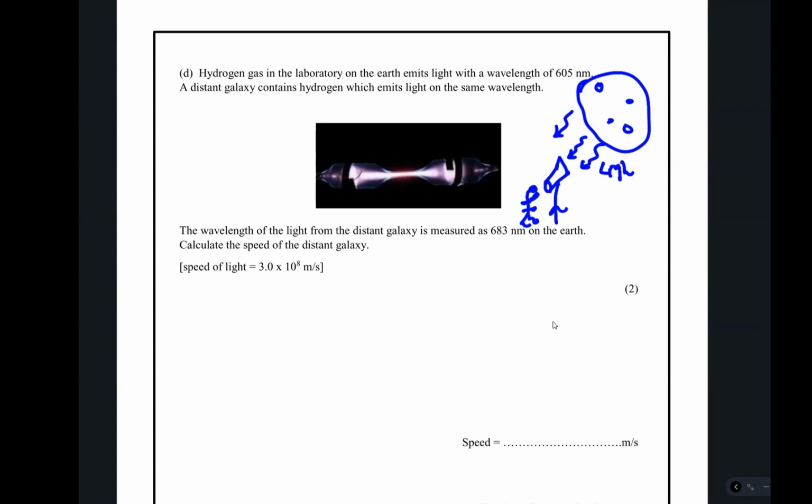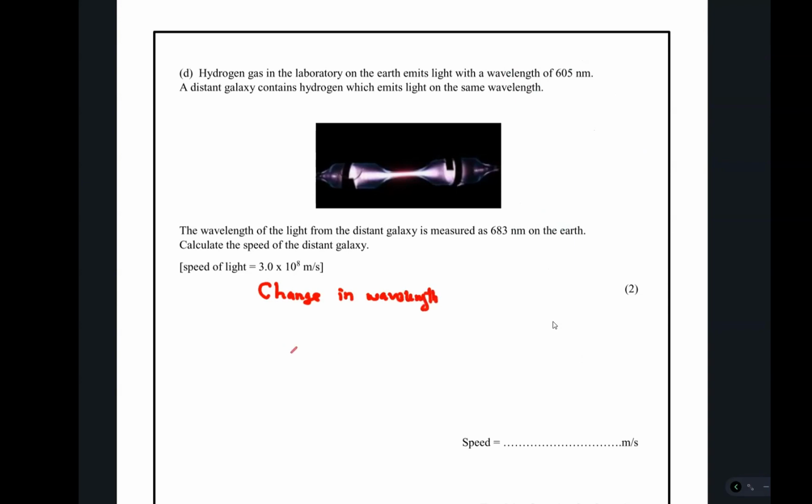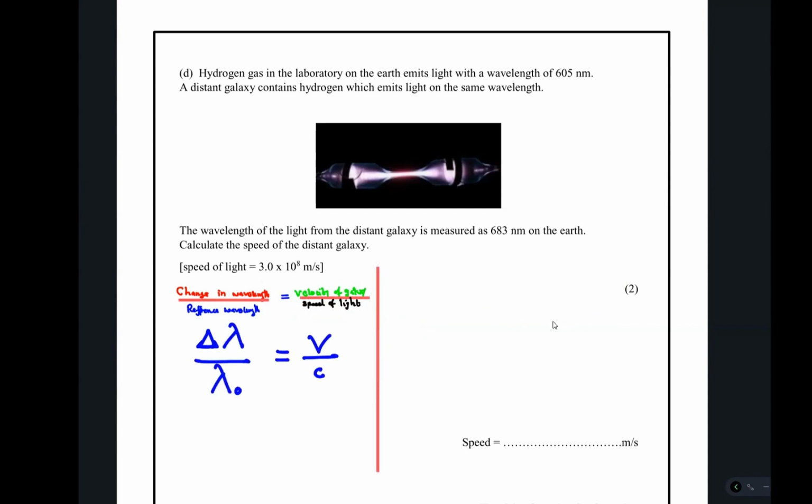So we are supposed to calculate the speed of this galaxy. Now we're going to use the formula: change in wavelength over the reference wavelength equals velocity or speed of the galaxy over the speed of light, which can be written like this. So the change in wavelength can be found by subtracting these two, which is going to become 78 nanometers.